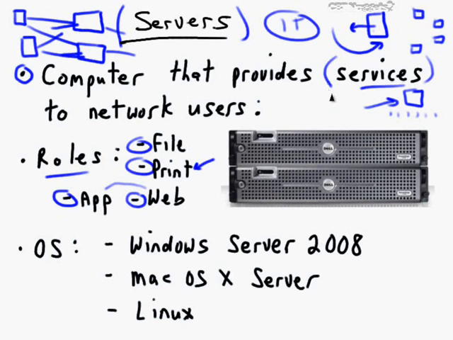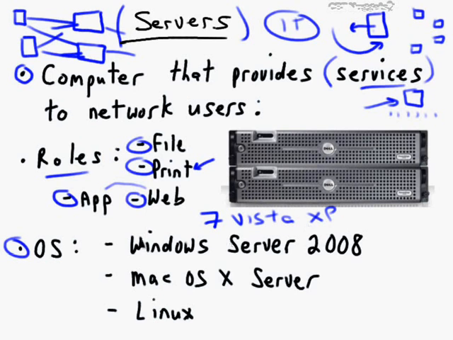Now, as far as form factors for servers go, you can actually co-opt a workstation desktop PC and make it a server. Really, what differentiates a server from a workstation computer is the operating system that's running on that hardware. Microsoft, for instance, makes desktop versions of their operating systems, which I'm sure you're familiar with. Windows 7 most recently, Windows Vista, Windows XP, etc.